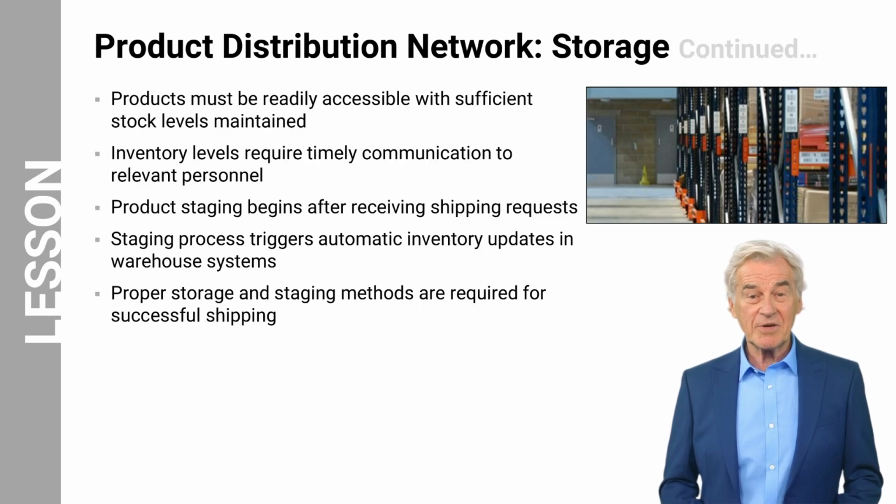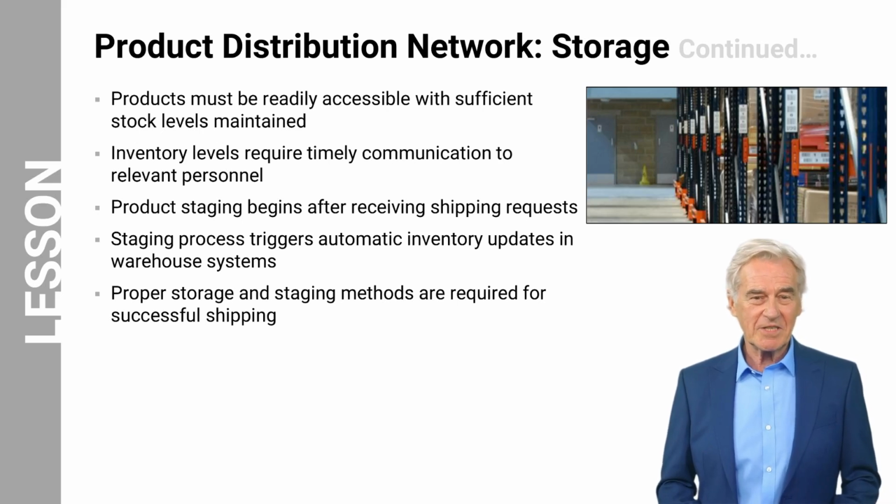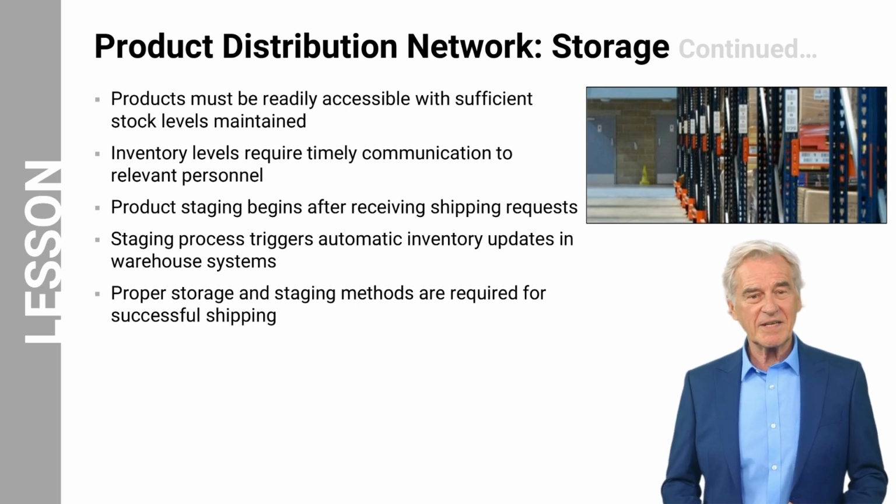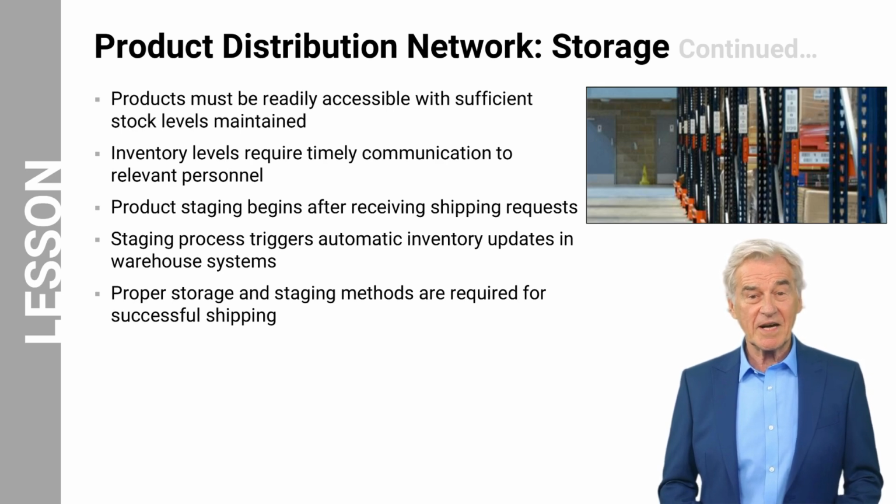It is also important to have enough products on hand to be accessible, and that inventory levels are communicated to the right people at the right time. Once a request for a product has arrived, the manufacturers stage the product for the shipping process. This staging process updates all the inventory levels in that warehouse. Appropriate shipping cannot occur unless the product is stored and staged in the right way.